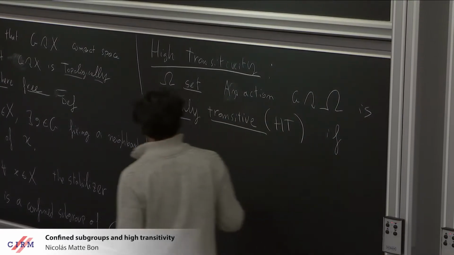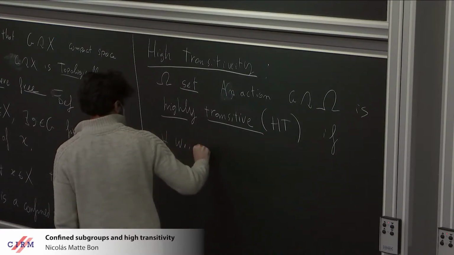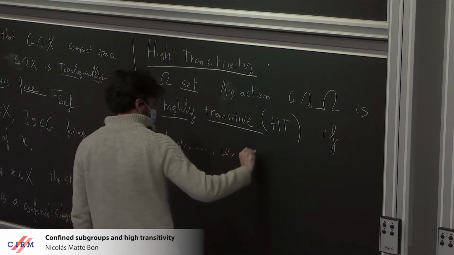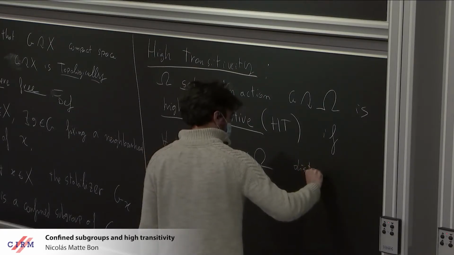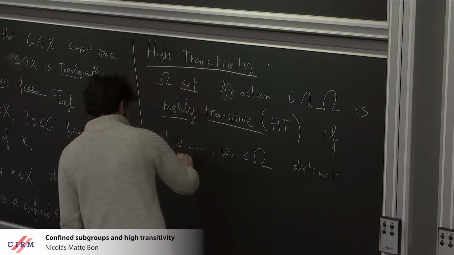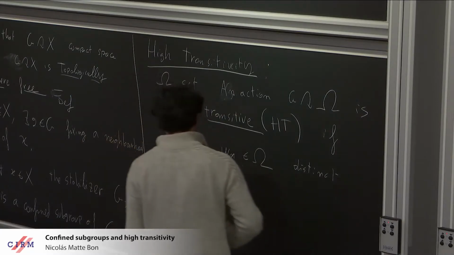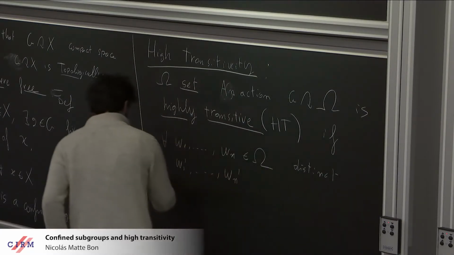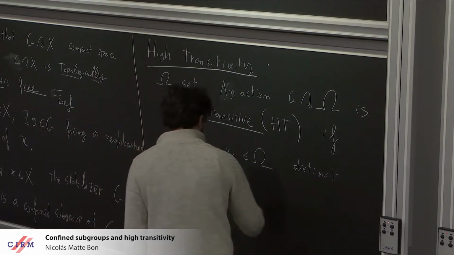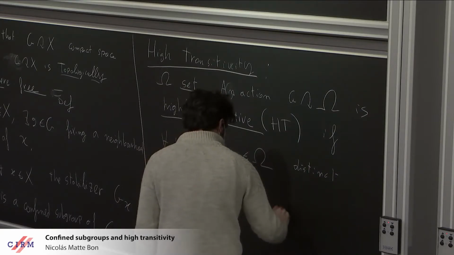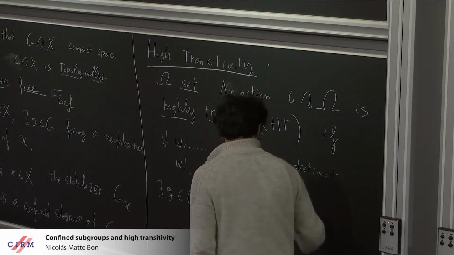So spelling it out: for every n-tuple of distinct points in omega, and whenever I take another such n-tuple, then I can find g in G such that g maps each omega_i to the corresponding omega_i prime. So in an ordered way.